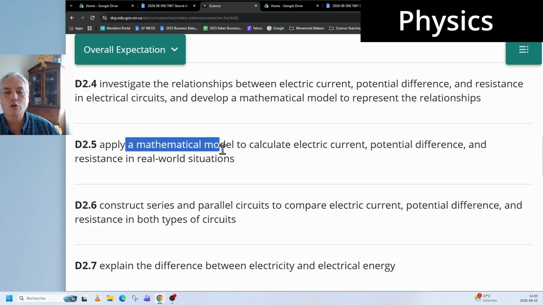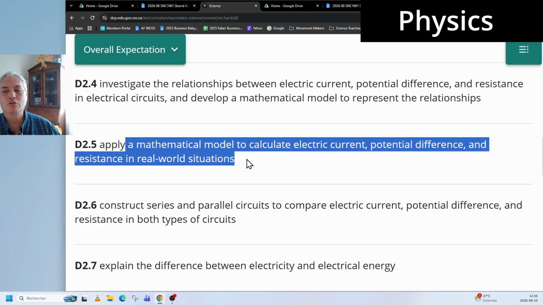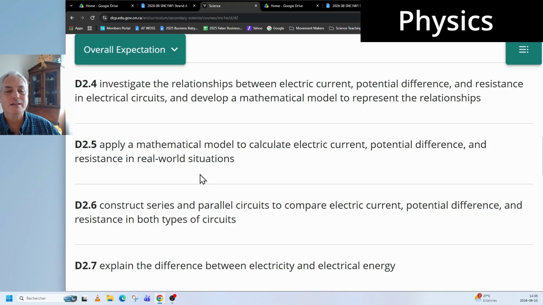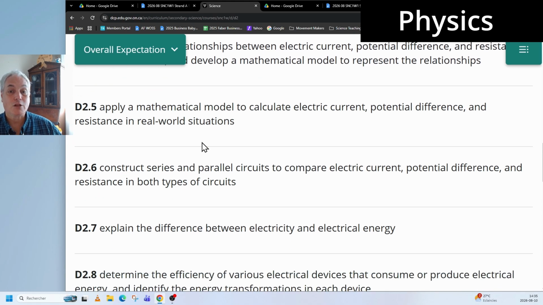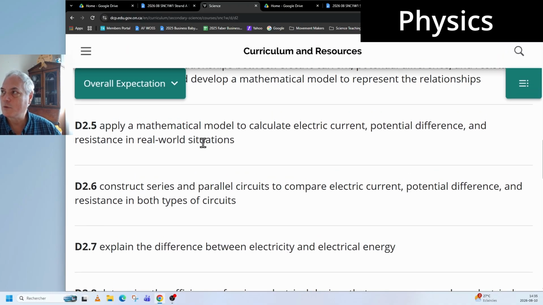Apply a mathematical model to calculate electric current, potential difference, and resistance in real-world situations. So for this one here, we can use, how is it called? So when we buy, for example, a fridge or a dryer or washer, we have the EnerGuide. EnerGuide will be something that I will look into with us, because we can do the actual calculations with the efficiency of these pieces of equipment. There's a word there and I can't remember, appliances. There you go. We can see the efficiency of the appliances.